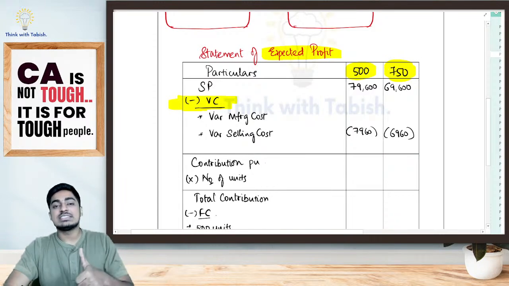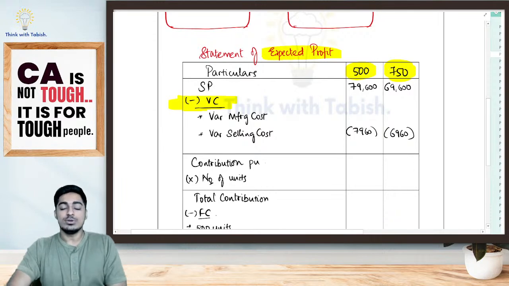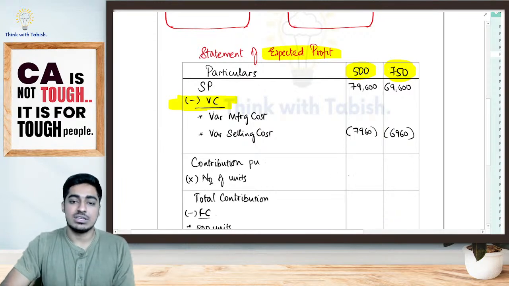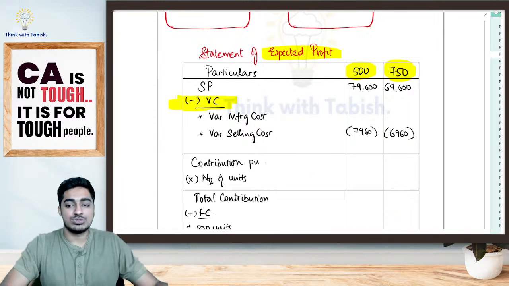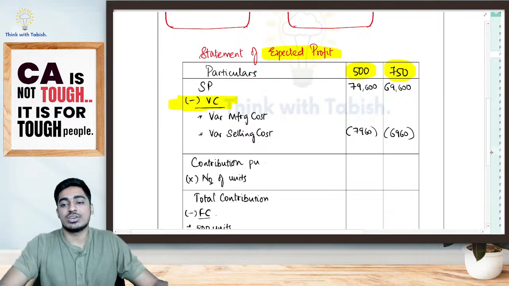But variable manufacturing cost is not known. How do we calculate the variable manufacturing cost? Look at the data and tell me, students, how do I calculate the variable manufacturing cost? Yes, think and tell me, students, how do I calculate? Yes, what is the additional data given in the question?